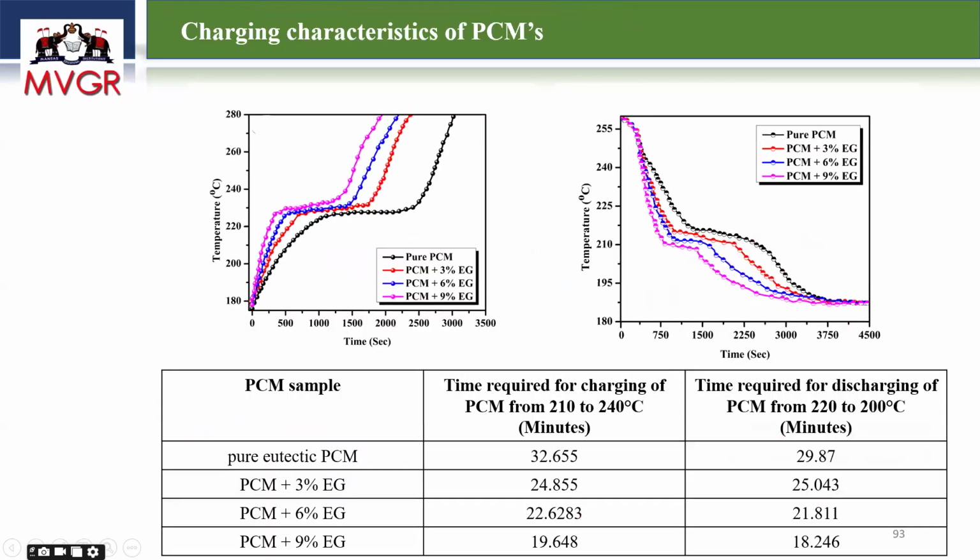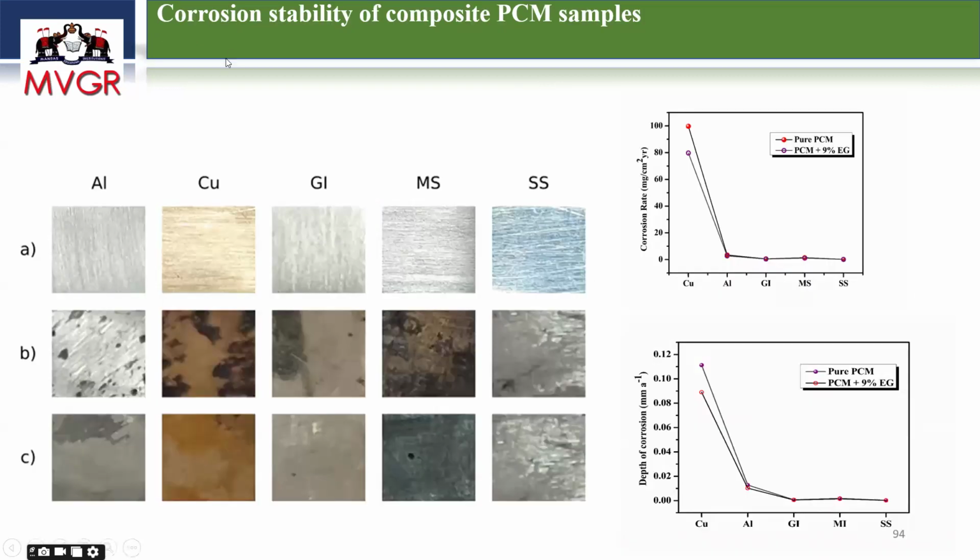So this is the pure PCM, and this is the 9% expanded graphite material, and this is below the melting point temperature, and this is above the melting point temperature. I just keep this material for around 24 weeks. Then I calculate the corrosion rate and the depth of corrosion.